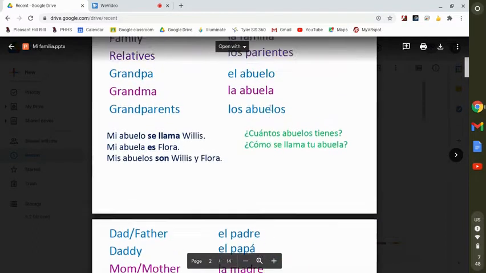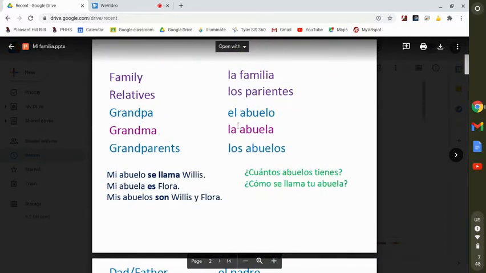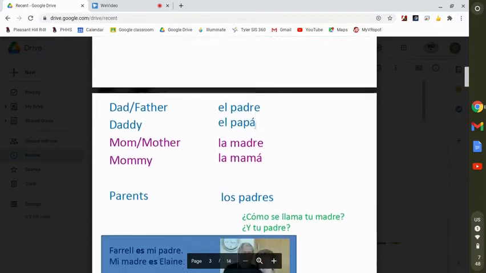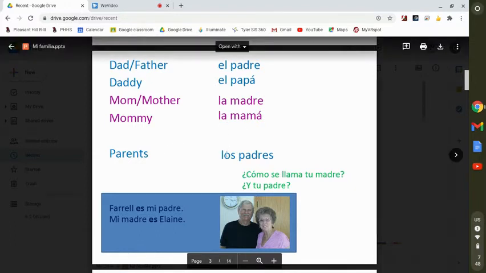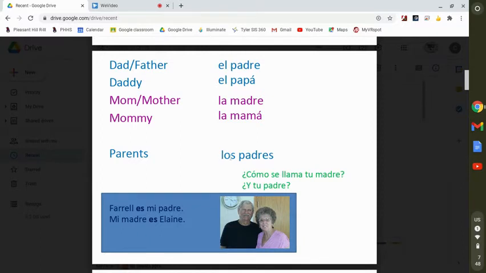So up here it goes, el abuelo, make it feminine, la abuela. Mom and dad are the only ones. They're similar, but they're not as similar as all the other words. Now, if you want to say parents, you have to put the word for dad and make it plural, los padres. That's the word for parents, los padres.